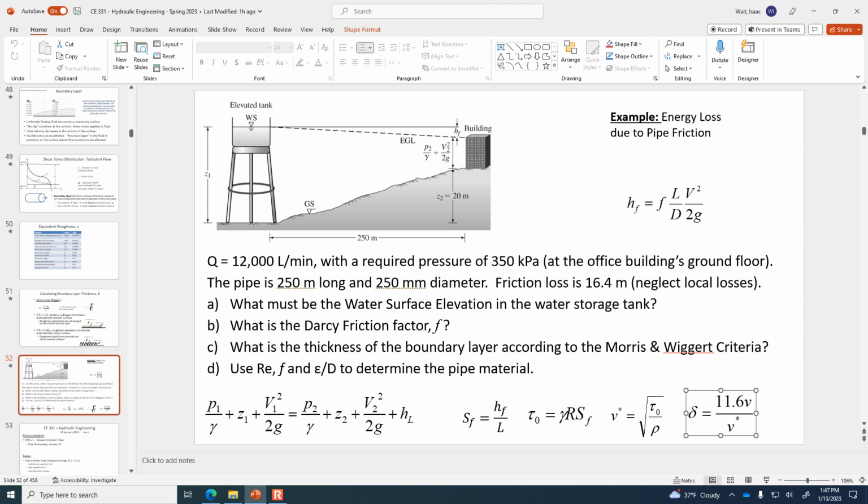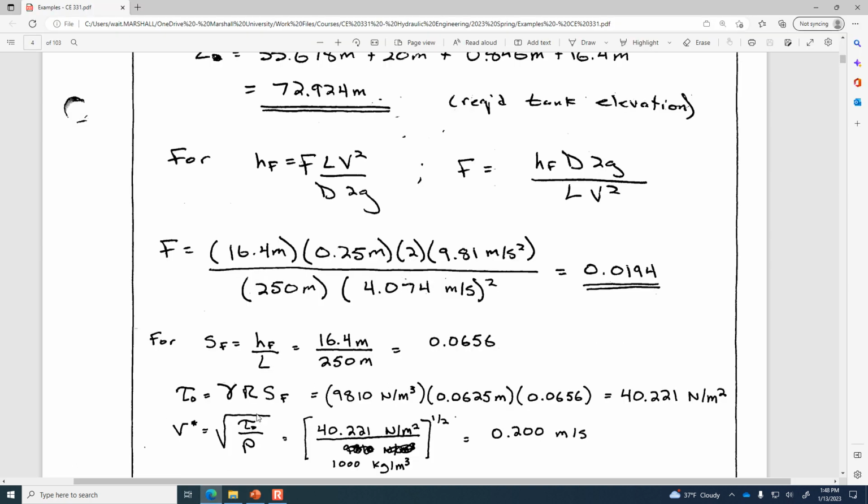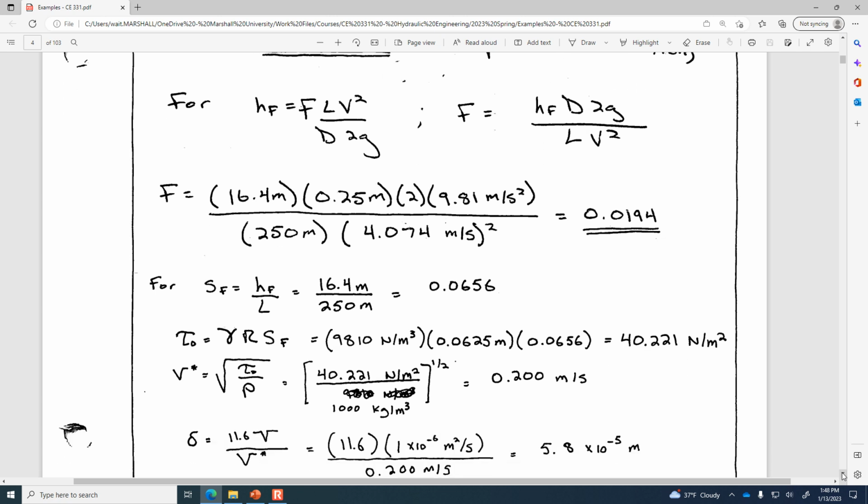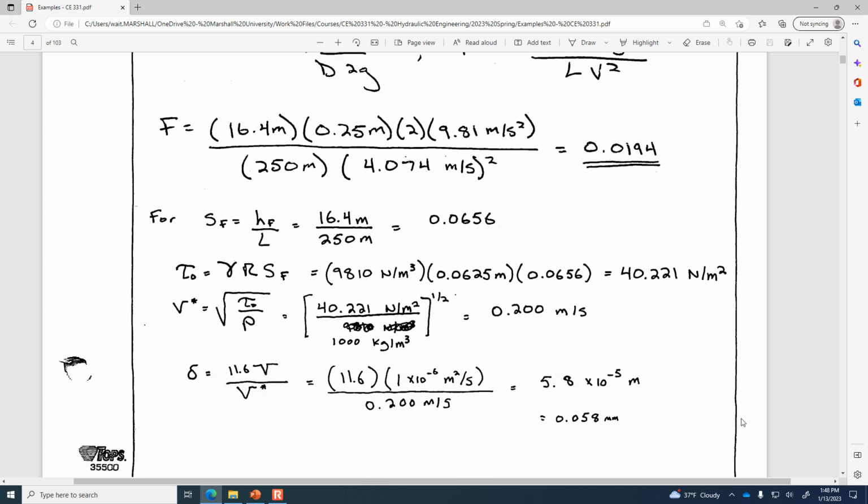All right, so what we should get is if we apply that shear velocity of 0.2 meters per second, then the boundary layer thickness is 5.8 times 10 to the minus fifth meters. So that's 0.058 millimeters. So that's how thick the boundary layer is.